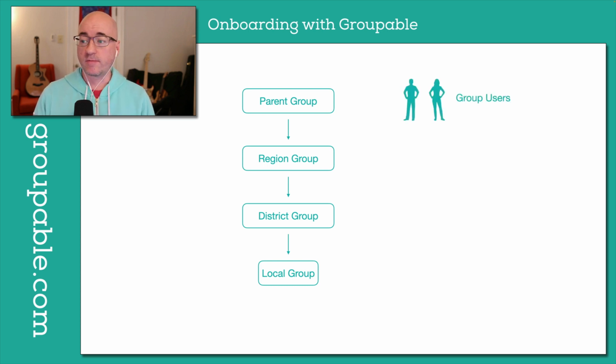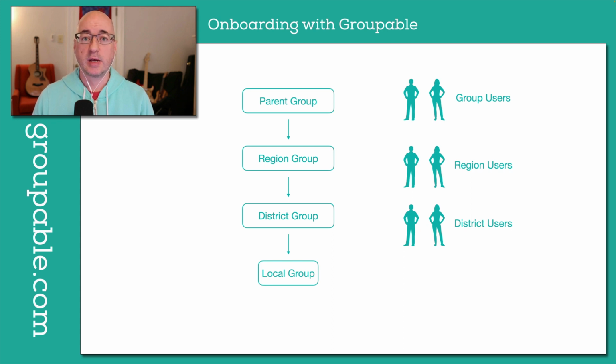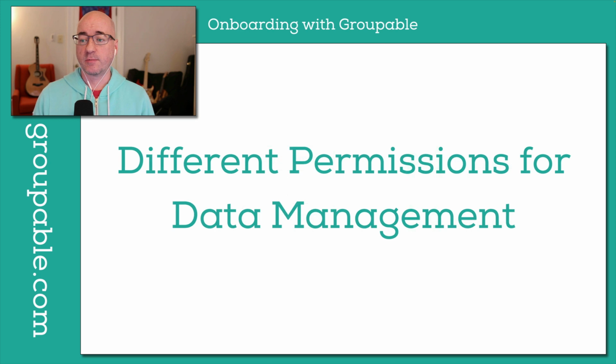So at the parent group level, we've got group users. At the region level, we've got region users. At the district level, we've got district users. And at the local level, we have the officers for the local group that are also users of the system. All of these have different permissions for data management. The major separator between them is that some of them are read-write and some of them are read-only. Some of them can read and write data at one level, but only read at another. I'm not going to go into all those subtle nuances in this, just going to give you that 30,000 foot overview so you can understand what the different roles are.